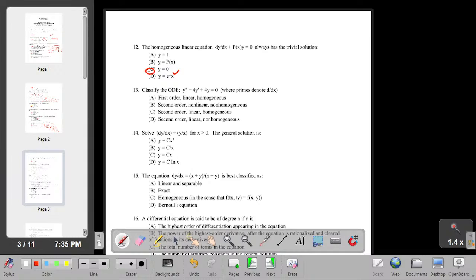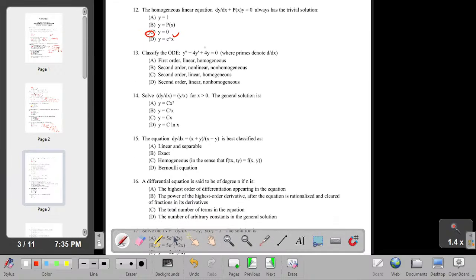Now let's check question 13. Classify the ODE, where the primes denote the derivative with respect to x, as simple as that. So this can't be first order because it's prime prime. So it's second order. What else are we checking? It's homogeneous because it's equal to 0.